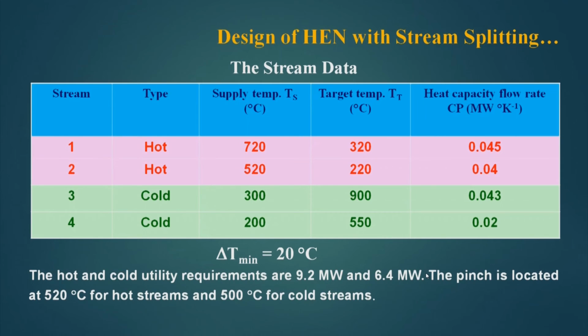The hot and cold utility requirements are 9.2 megawatts and 6.4 megawatts. This has been done through PTA. The pinch is located at 520 degree centigrade for the hot streams and 500 degree centigrade for the cold streams, the difference being 20 degree centigrade, equal to delta T minimum.